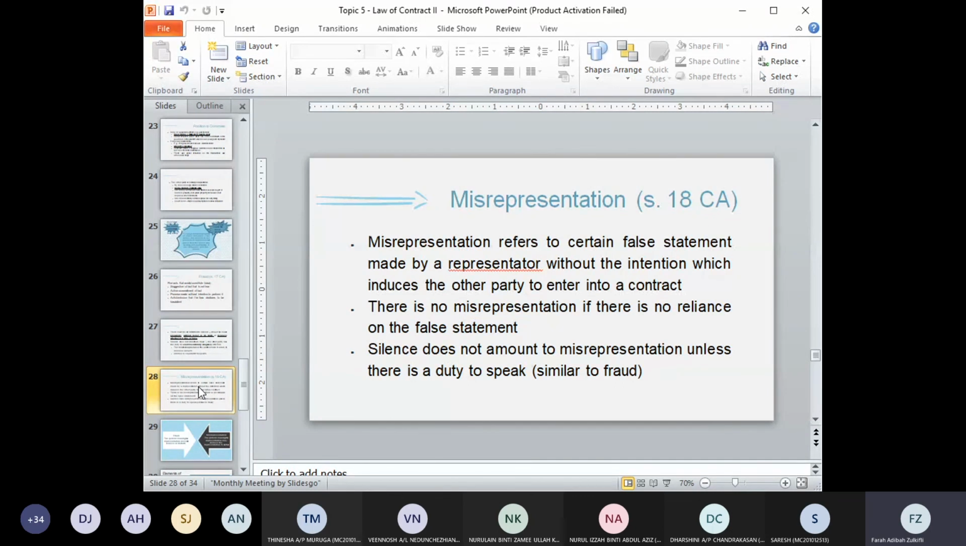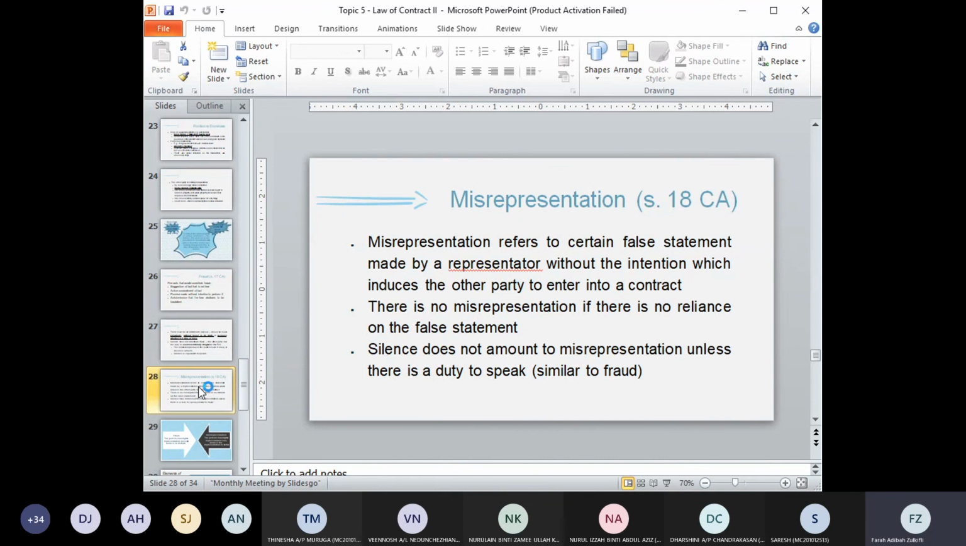It is a misrepresentation. Okay, so a misrepresentation refers to a false statement made by a representor without the intention to deceive, which induces the other party to enter into a contract. So if it is a fraud, it is when you know something is not true and you actively lie to the other person. But if you tell a false statement to another person, but you don't know the statement is false, it will become a misrepresentation.